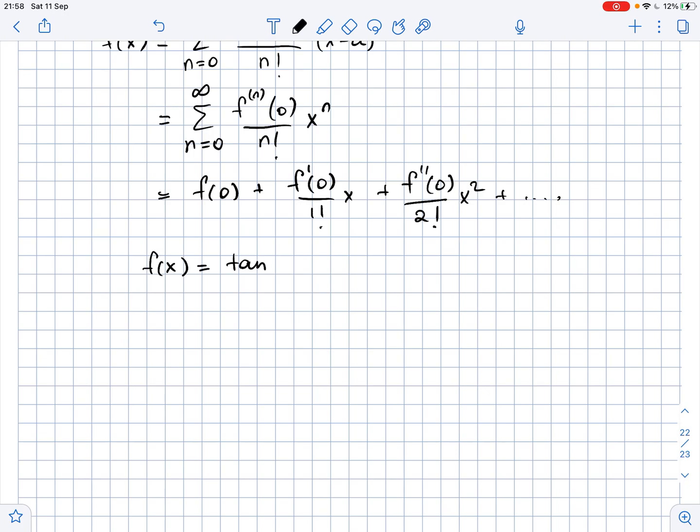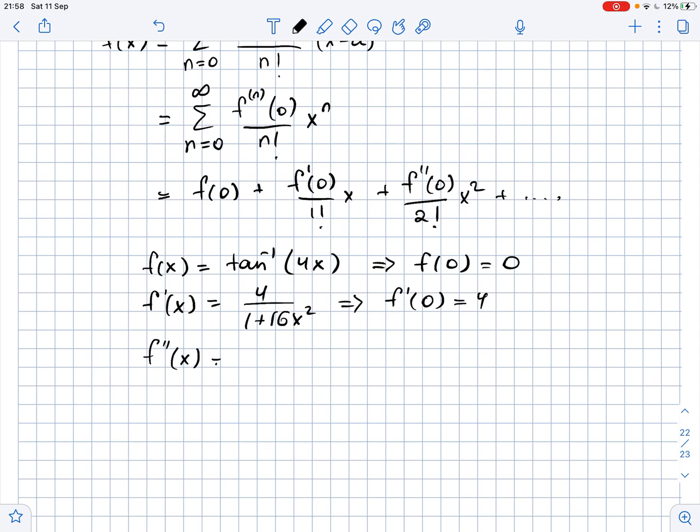So f of x equals the inverse tangent of 4x, then f of 0 equals 0, f prime of x equals 4 over 1 plus 16x squared, then f prime of 0 equals 4. The second order derivative of f of x equals negative 128x over 1 plus 16x squared. So the second order derivative of f of 0 equals 0.